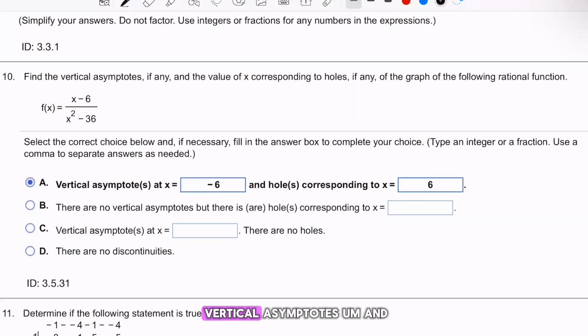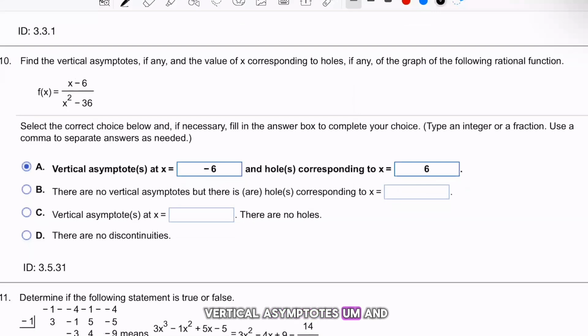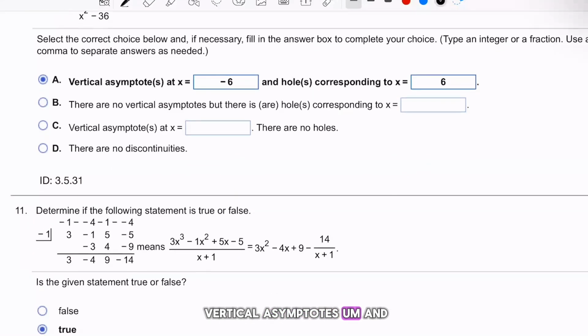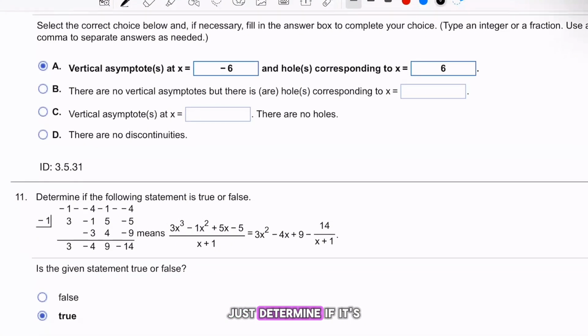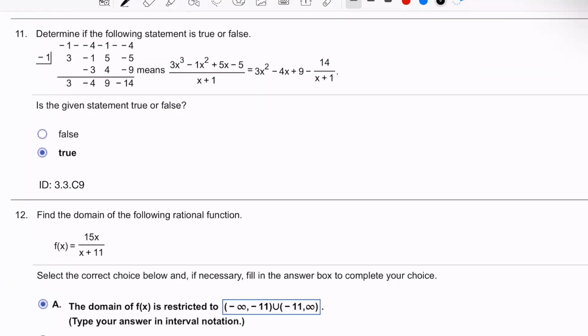Again, another one with vertical asymptotes. And then you just determine if this one is correct. So all the work is there for you, just determine if it's correct or not.